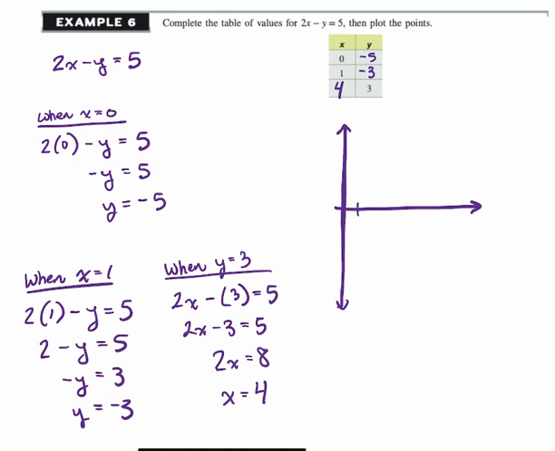So I'll add some marks here. So let's add our points. We have the point 0, negative 5. So 0 for our x, so we won't go anywhere horizontally, and we would go down 5 units. So we would end up at the bottom down here.